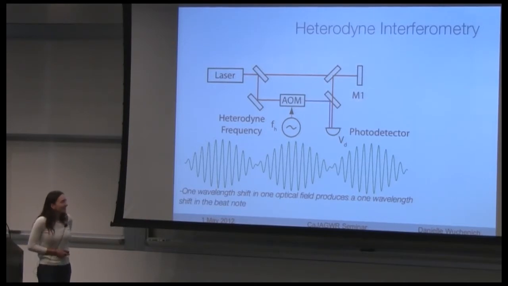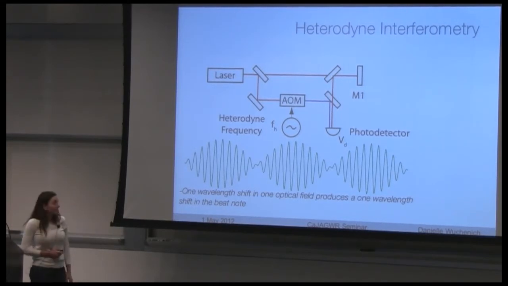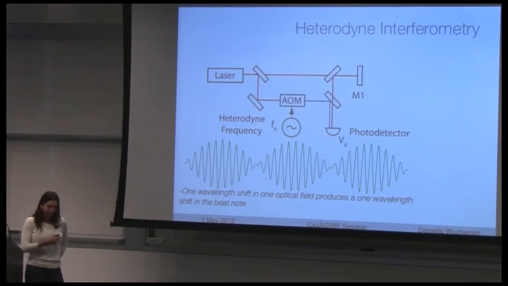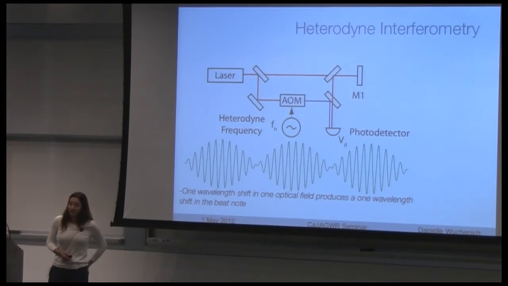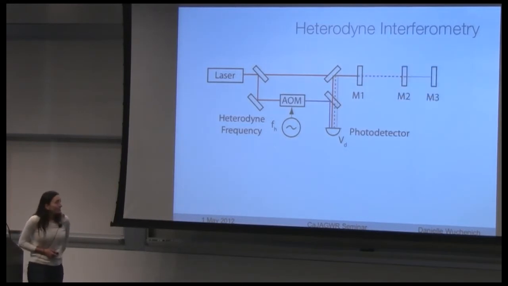The other interesting thing about heterodyne interferometry is that when you have a one wavelength shift in one of the optical fields, so something that's even on the optical wavelength of a micron or even sub-micron shift here, you would get a full wavelength shift in the heterodyne beat note. So you're translating really, really small displacement signals into a big thing that you can measure maybe at radio frequencies with your detectors. This is why heterodyne interferometry is so powerful, because you can get this high sensitivity using optical wavelengths.